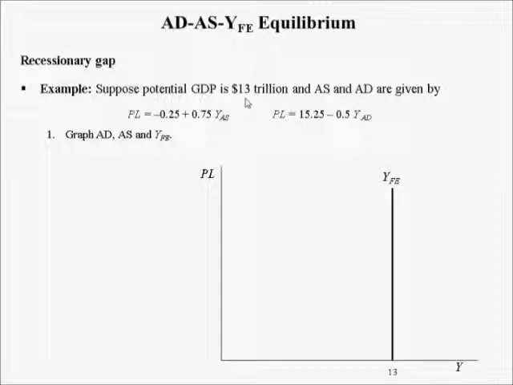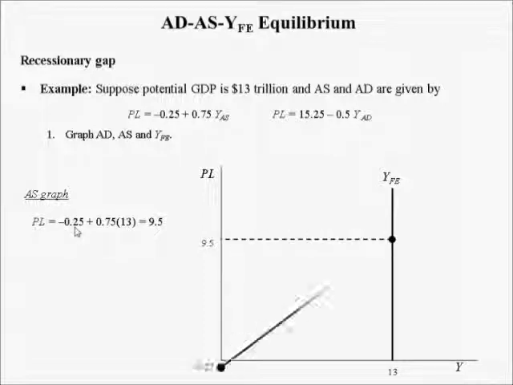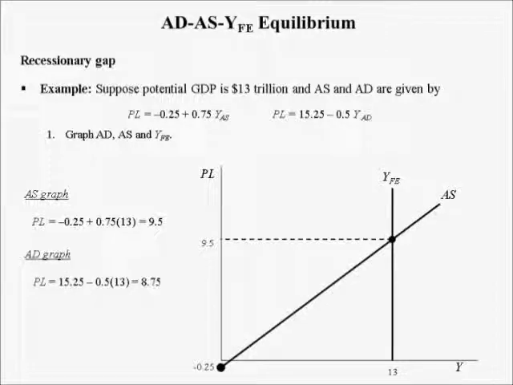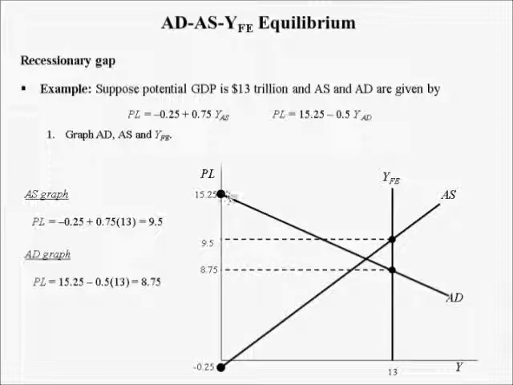Okay, so we graph the aggregate supply curve. I know this is the aggregate supply curve because that's positive. I plug in 13, which is the potential GDP level, and I get a price level of 9.5. Now the intercept is negative 0.25, right? So the aggregate supply curve starts at negative 0.25 and passes through this point that's on the full employment output line. Now what about aggregate demand? I plug 13 trillion into the aggregate demand equation and I get 8.75, right? With the intercept being 15.25, the aggregate demand curve passes through this point down here.